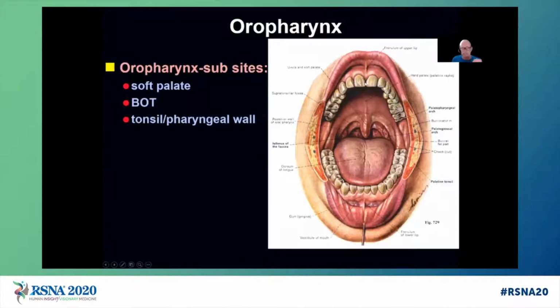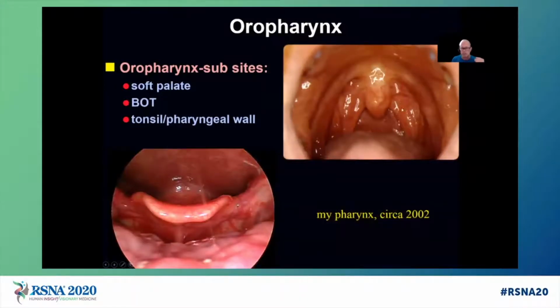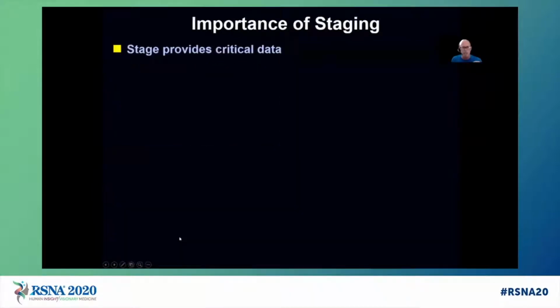Now, the subsites of the oropharynx include the soft palate and uvula, the palatoglossal and pharyngeal arches and tonsils, and the posterior one-third of the tongue or tongue base, as well as the posterior pharyngeal wall and pharyngeal wall inferior to the tonsils. This just demonstrates my relatively normal appearing oropharyngeal mucosa as of 2002, including my tongue base, vallecula, and median glossoepiglottic fold. So I believe that staging is very important.